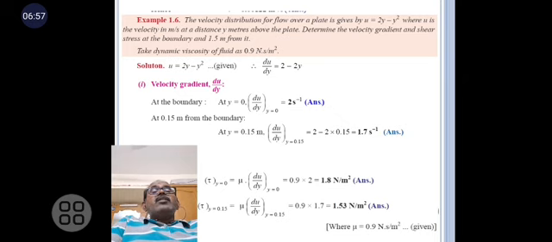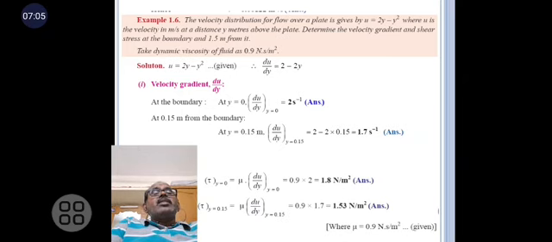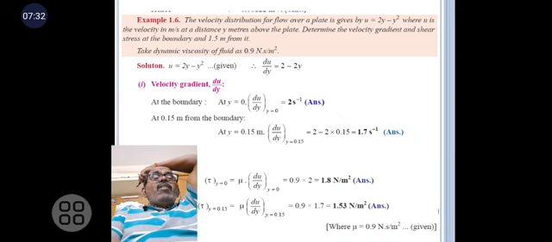Next, at 0.15 from the boundary, du by dy is equal to 2 minus 2y, that is 1.7 per second. From that, applying Newton's law of viscosity, we find the shear stress, that is 1.8 Newton per meter square and 1.53 Newton per meter square. We use tau is equal to mu into du by dy. The mu value is already given in this problem, and we have to find the velocity gradient.